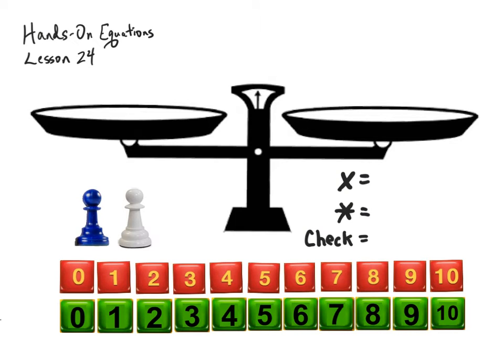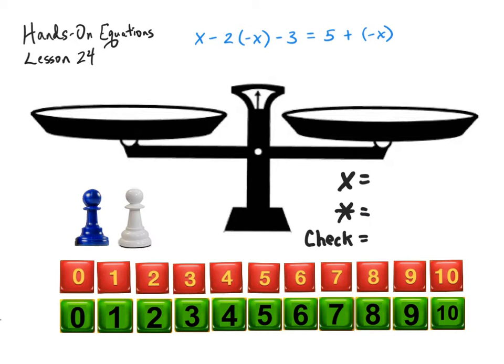This video is lesson 24 of the Hands-on Equations learning system. And in this lesson, we're going to practice more problems like you saw in lesson 23. The only thing that we're going to change is we're going to use the notation of negative x instead of star. So our first example is at the top of the screen.